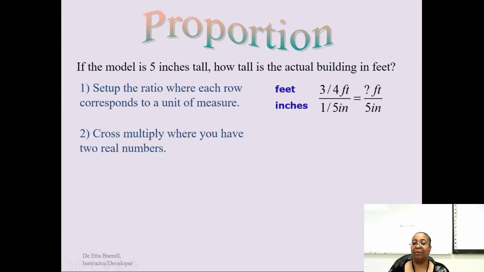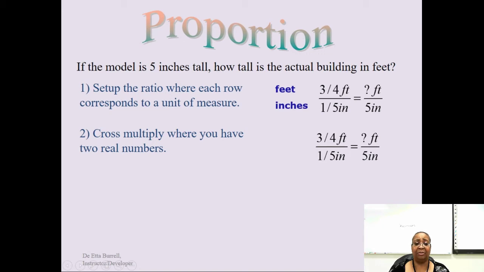So what was given was that 3/4 foot is equivalent to 1 1/5 inches on the model. So the model is the inches, the feet are the actual building. We're trying to find the actual feet for something that is 5 inches in the model. This is my setup. Same unit on the same row. We know that they're proportionate because they gave us a ratio.